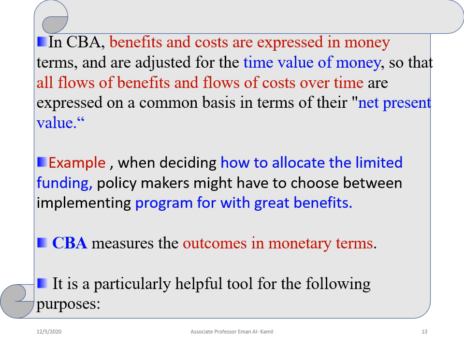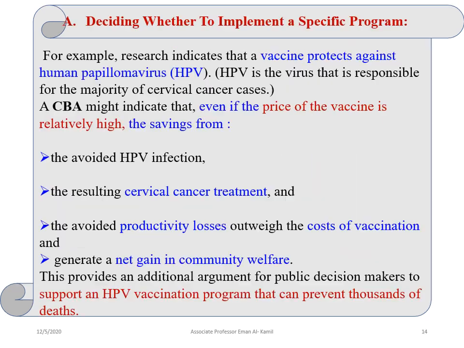So بالنسبة إلى ال cost benefit يحسبون الفائدة، يقارنون ال cost of the production of the program مقارنة بال benefit in money-wise, so the outcome is used in monetary terms. So it is used in the following situations. First, deciding whether to implement a specific program. أول إشي راح نقرر إنه are we going to implement this program or not؟ يعني نطبقه أو لا.